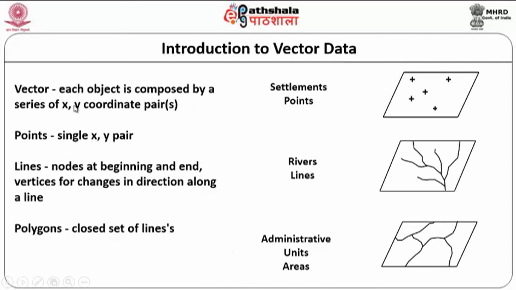As I was just telling you, each and every object on the Earth's surface is composed by a series of xy coordinate pairs. It could be a pair or it could be pairs of data. So for example, if it is a settlement, it is one single data, a pair of xy data. If it is going to be a river or a line, it may have a beginning. So here this will be the beginning of the line and this will be the end of this line. Of course, there will be slight variation here, and whenever you have an intersection of two lines, it has to be something like a node. Otherwise, it cannot have that.